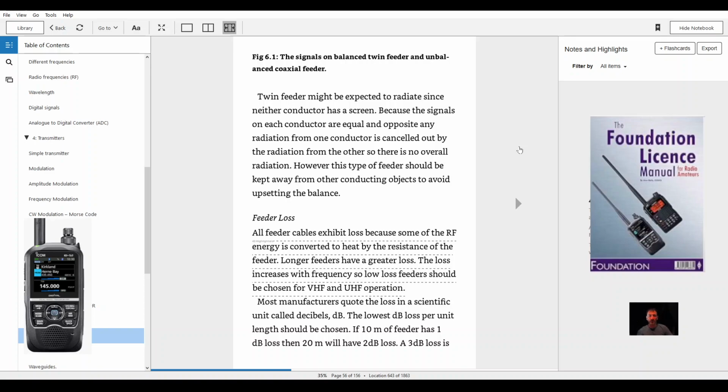Feeder loss. All feeder cables exhibit loss because some of the RF energy is converted to heat by the resistance of the feeder. Longer feeders have a greater loss. The loss increases with frequency, so low loss feeders should be chosen for HF-VHF operation. Most manufacturers quote the loss in a scientific unit called dB. The lowest dB loss per unit length should be chosen.